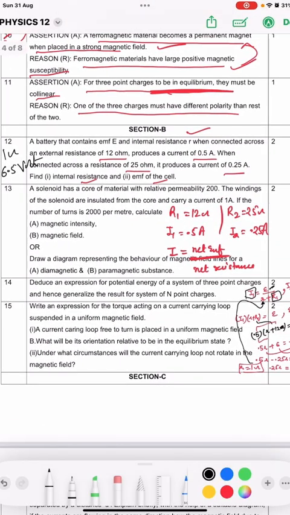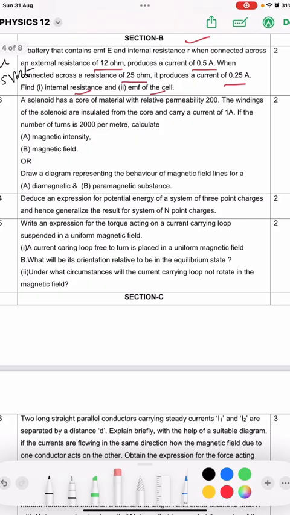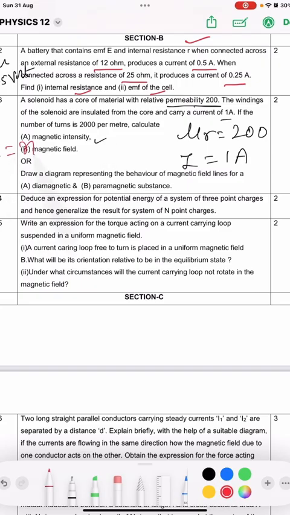So let us see question number 13. Question number 13 is permeability. Relative permeability is mu r. Mu r is given as 200 and current is this much, 1 ampere. We have to find out the magnetic intensity. So this is formula based. Magnetic intensity is Ni. You keep N is here, 2000 per meter. And I is here. N has been given and I has been given. So your H will come.